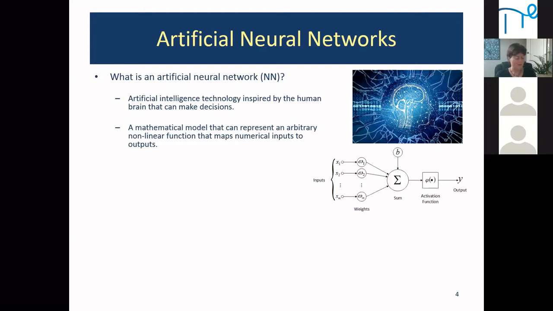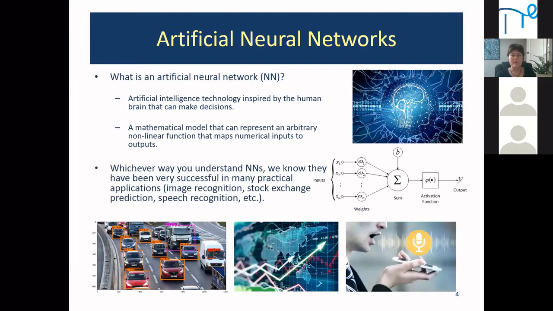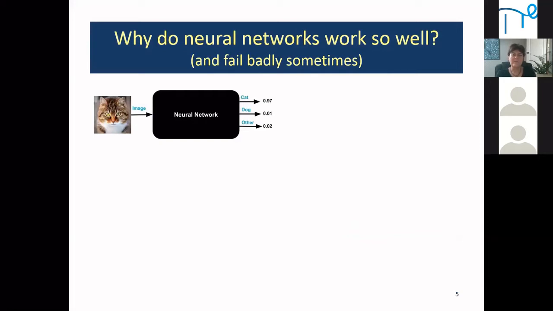But whichever way you look at them or understand them, we know that they are extremely successful in many practical applications. So applications such as image recognition, being able to identify a person in a crowd, or being able to identify whether an image contains a car or not, doing stock exchange prediction, speech recognition, and so on. So they're very pervasive, and we know that they're very successful. Right, so why do they work so well and sometimes fail very badly?